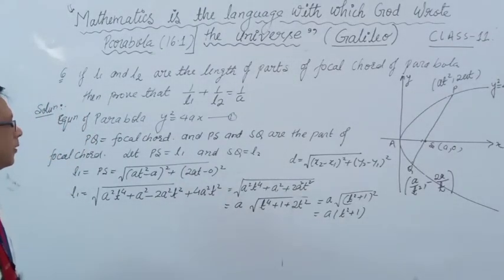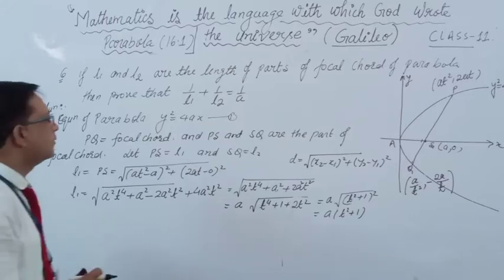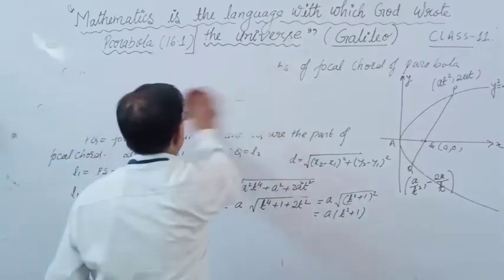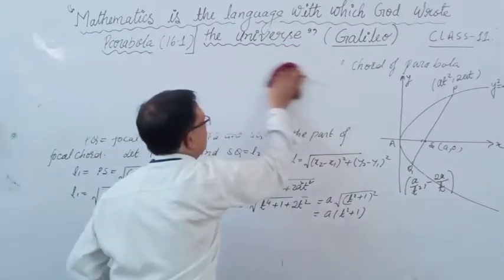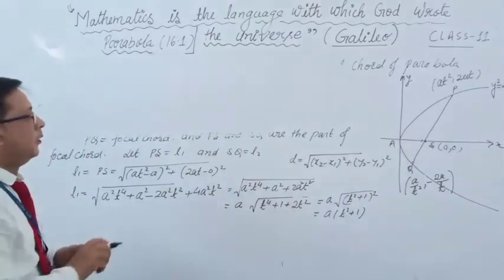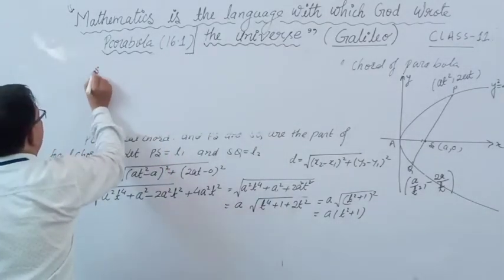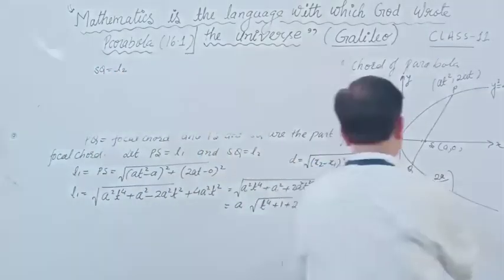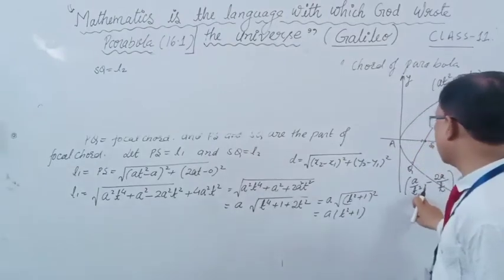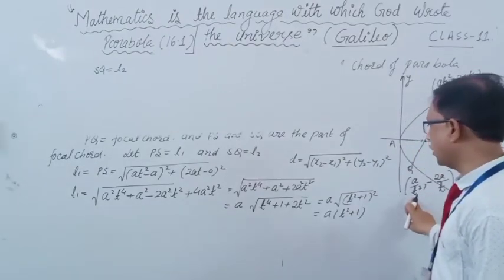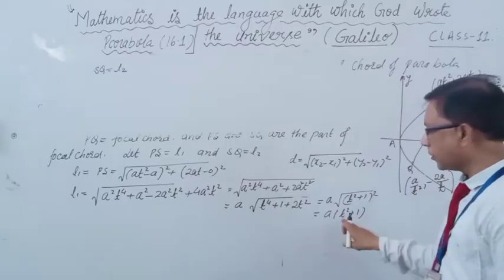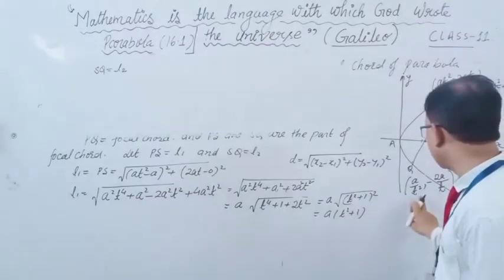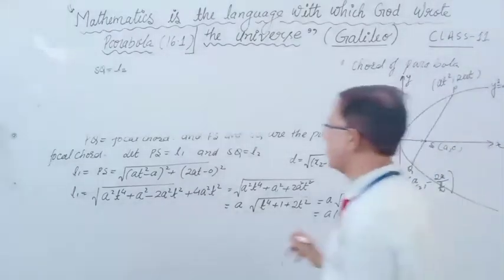Okay students. Now we find SQ. SQ is equal to L2. What is the difference between T and here? The point is the reciprocal. So we write directly 1 upon t square. For this SQ, only the point is reciprocal.